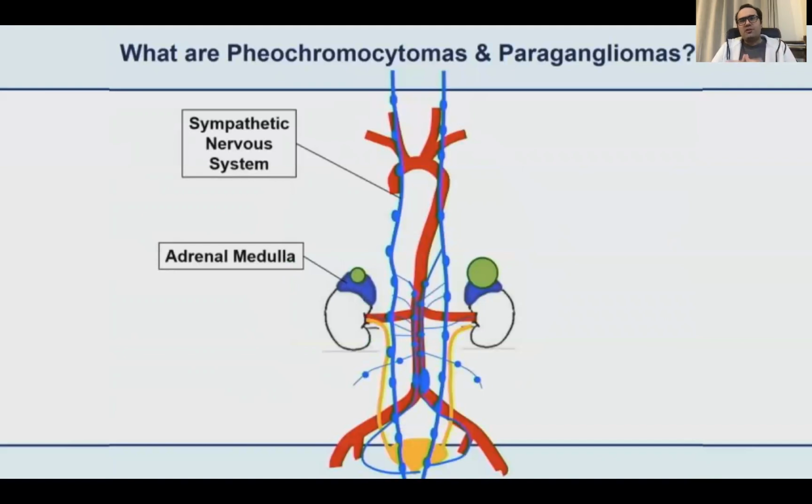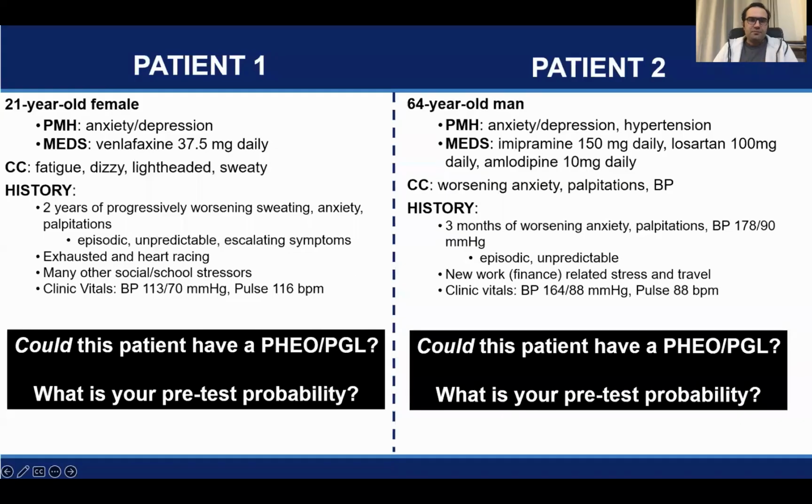What are the pheochromocytomas and paragangliomas? We know about the sympathetic chain, that is moving all around from the neck to the thorax, abdomen, and pelvis. And this sympathetic chain has these paraganglia. In these paraganglia, a tumor may arise that is called paraganglioma. While in the adrenal medulla, if a tumor arises, that is the pheochromocytoma. Let's talk about these two patients and understand.